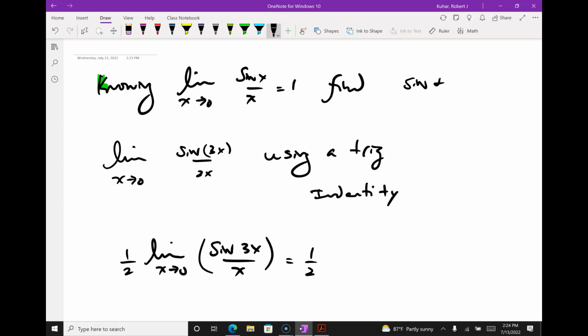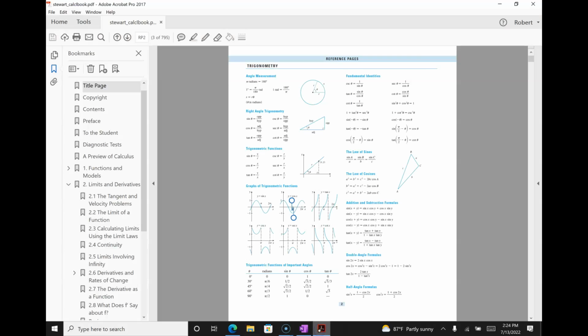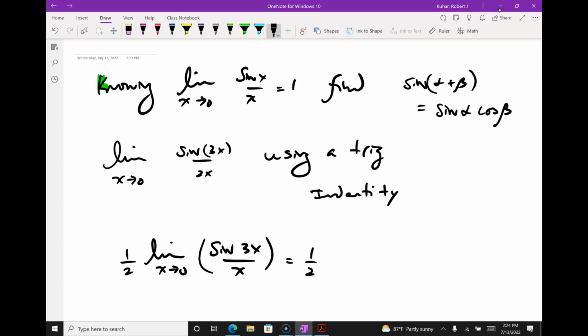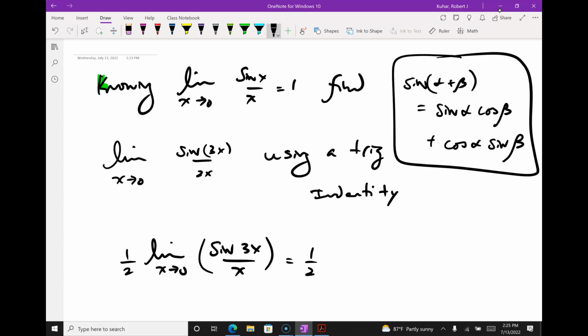Sine of alpha plus beta is sine alpha cos beta plus cos alpha sine beta. You remember that one from pre-cal? Just lie to me, please. You remember that one? Yeah, good.